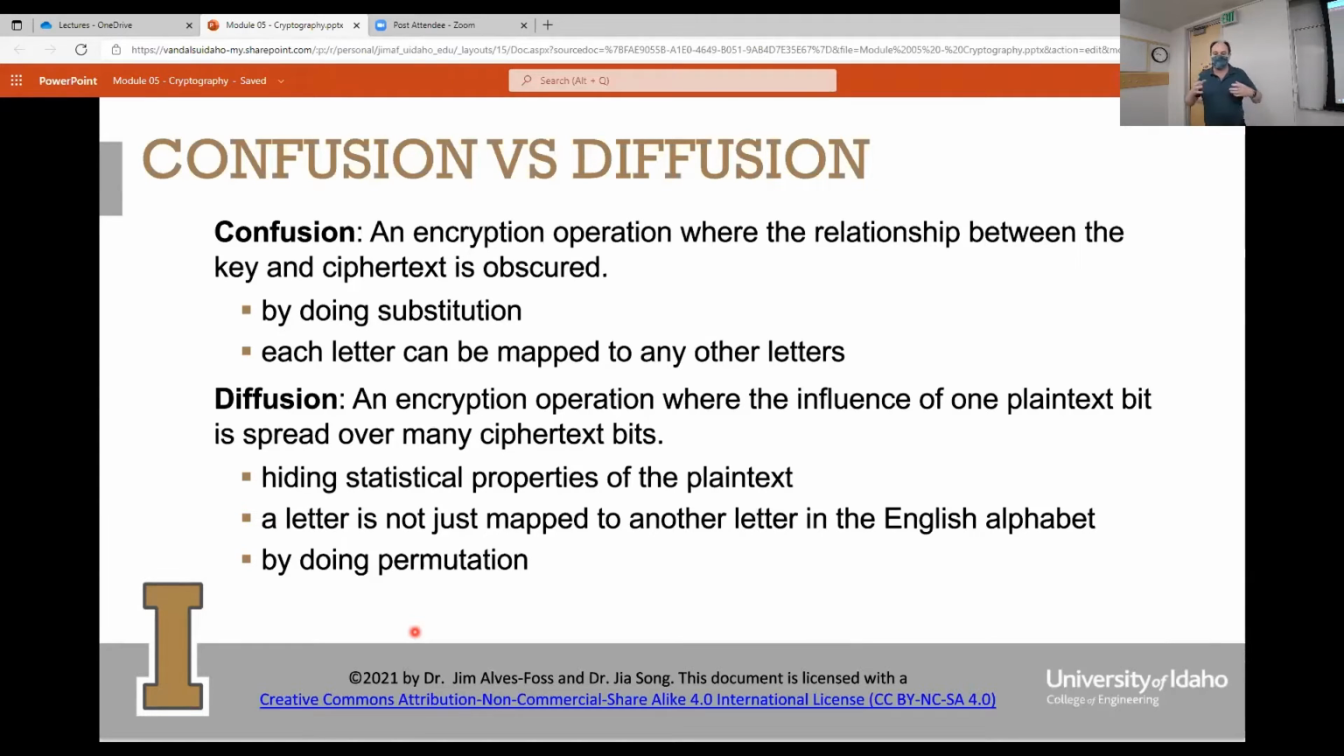Diffusion is where the encryption operation, where the influence of one plaintext bit or one plaintext letter is spread out over many of them. So I'm going to substitute for a word, a whole word. Or I am going to take 8 letters at a time and substitute on those 8 letters, those whole 64 bits. So we're hiding statistical properties of the plaintext that way. Now, if I'm taking 8 characters, the E that's in there is combined with the T and the W and the H and all that, and it gets much more confusing. Okay, but it diffuses it, excuse me. I gotta be careful in those words.